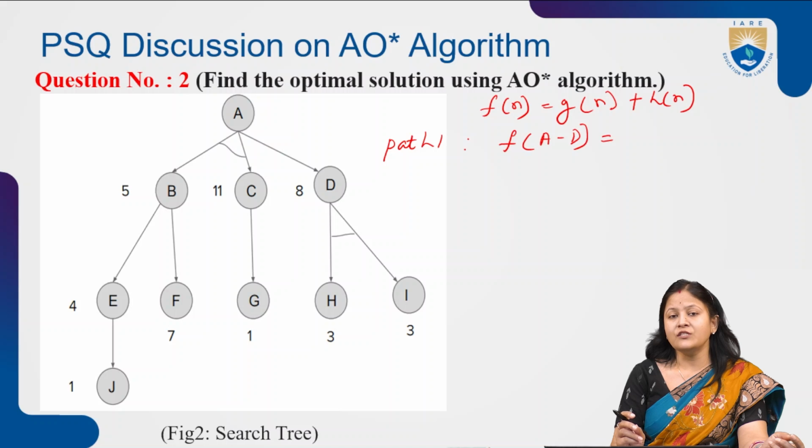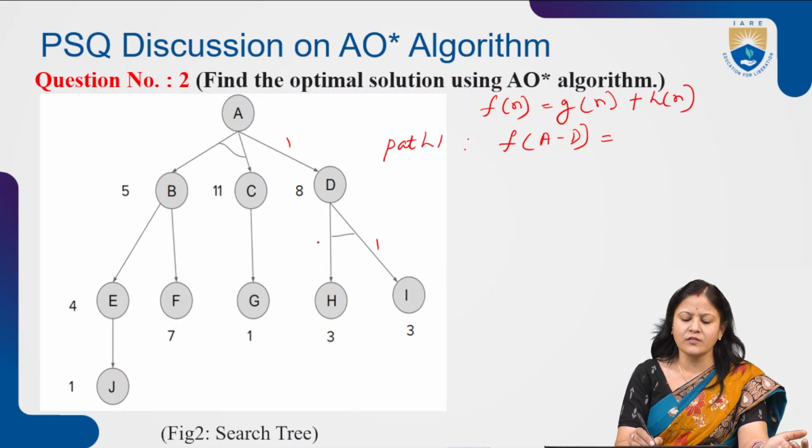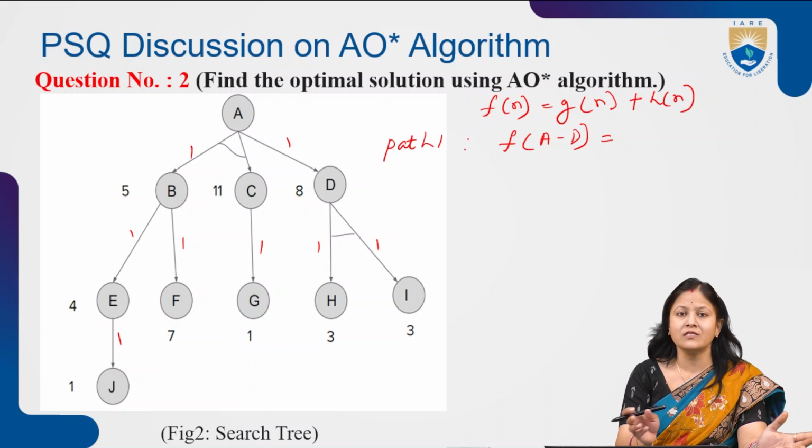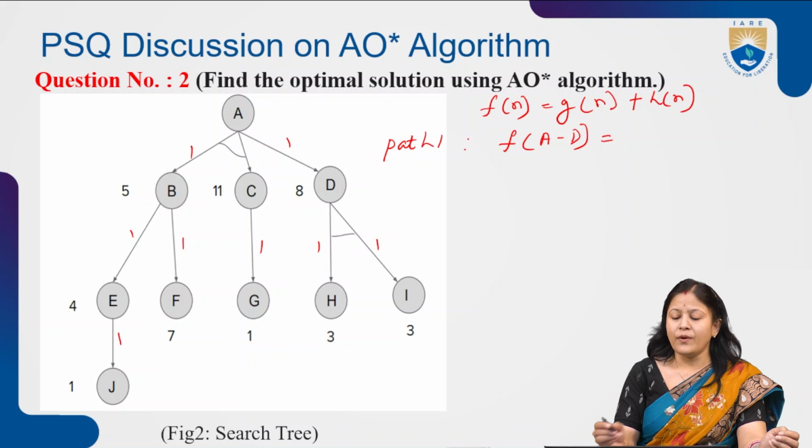If the Gn value is not given in any search tree, then you need to consider the Gn value for all the edges as 1. That means this one is 1, this is 1, this is 1. All the edges are considered as 1 by default. You have to consider it even if it is not given. For your safe side I have written it over here, but in our previous example it was not given.